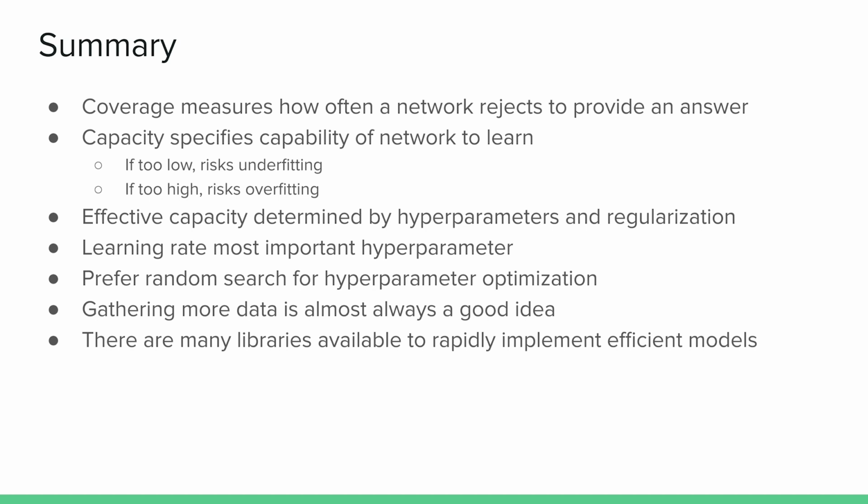The learning rate is the most important hyperparameter, and when you're doing hyperparameter optimization, you're searching for good ones. Perform a random search instead of a grid search, because that's more efficient and you will more likely get a good set of hyperparameters. If you only have time to tune one hyperparameter, go for the learning rate.